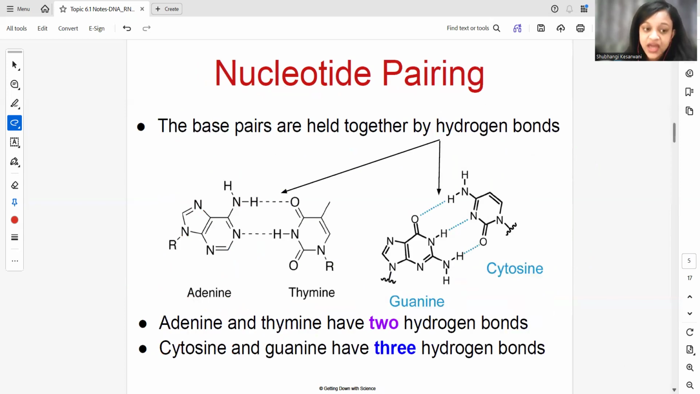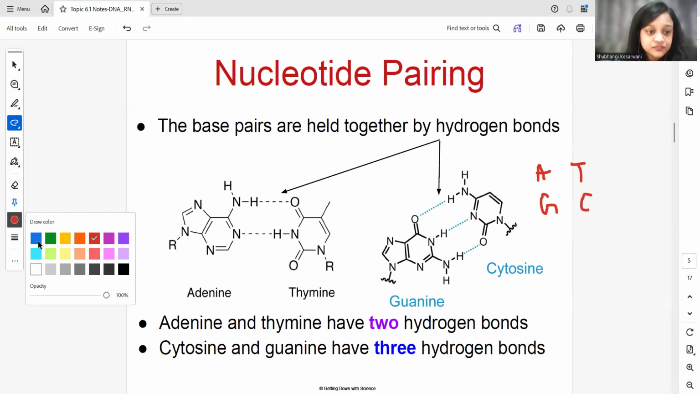Okay. So now we have come to the nucleotide pairing. It says the base pairs are held together by hydrogen bonds. So tell me one thing, why don't A pair with C and G with T? Because the shapes must match like puzzle pieces. All right. So generally what we know is that A combines with T and G combines with C. This part we already know, right?